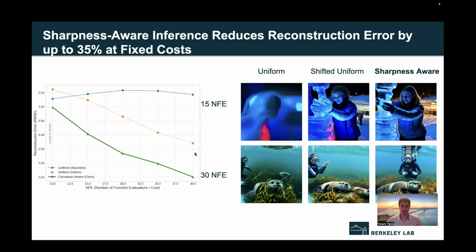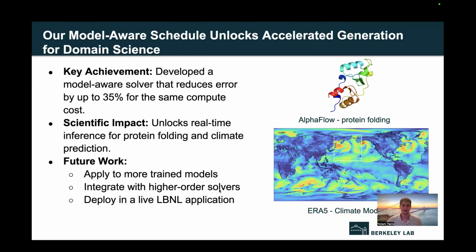Additionally, when looking at reconstruction error, we are able to see that as we increase the number of function evaluations, or our compute budget, we continue to outperform the existing methods. So in conclusion, by leveraging the geometry of the underlying space, we're able to, under the same fixed compute budget, generate much higher quality images. We were able to reduce the error by up to 35% for the same cost images.